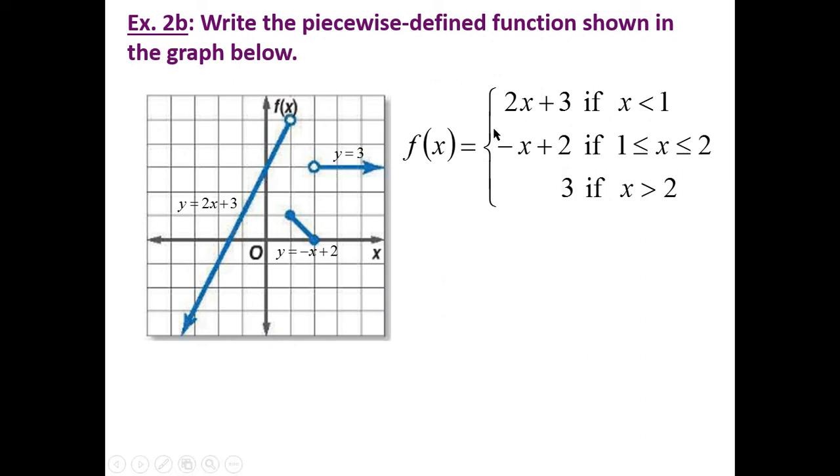So f of x equals 2x plus 3 if x is less than 1, -x plus 2 if 1 is less than or equal to x, which is less than or equal to 2, and 3 if x is greater than 2.